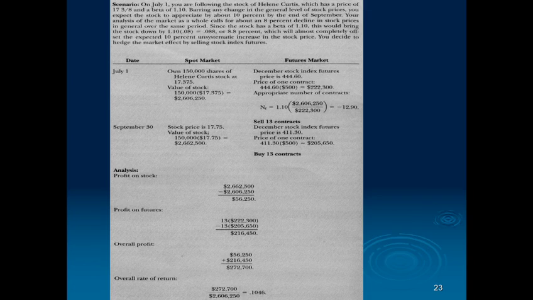What position do you think we'll take with the futures? A long or short position in this case? Short, that's right. We're going to want to short the index future because we're getting rid of the systematic risk. So, in July, I buy 150,000 shares, giving me a total portfolio of $2.6 million. The price of one futures contract is $222,000. I therefore use my equation and go short on 13 futures contracts.